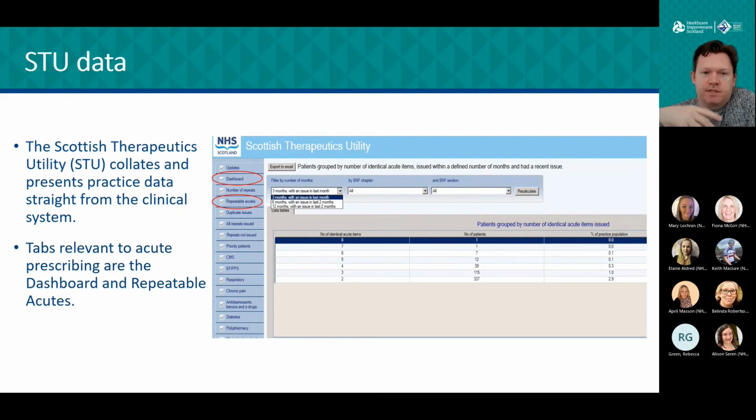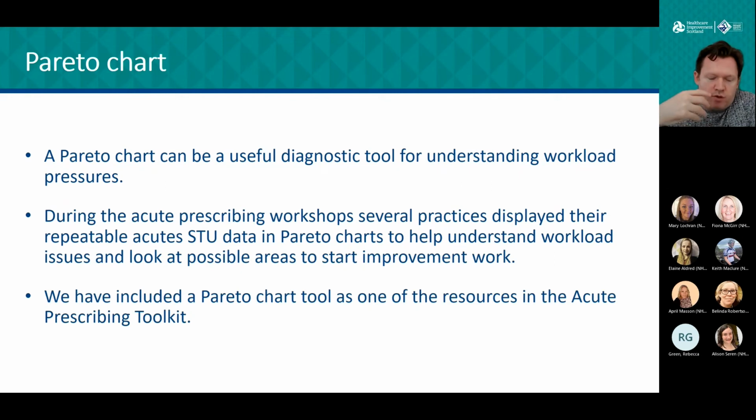The repeatable acutes tab displays patients who've been having the same identical acute item repeatedly over a set period of time. You can see in here there's a drop-down tab that shows 3 months, 6 months, 12 months. And a lot of practices over the course of the network have found that information very useful. So if we move on to the next slide, the way they've been using that repeatable acutes data is, as we've already alluded to, using Pareto charts as a diagnostic tool. By putting that repeatable acutes data into a Pareto chart, they're able to see the areas that are causing the highest amount of workload pressure within their prescribing system.